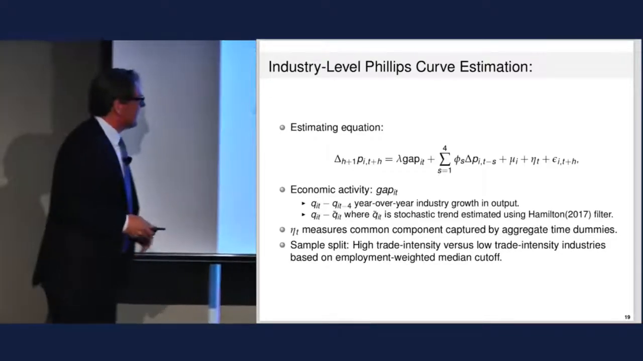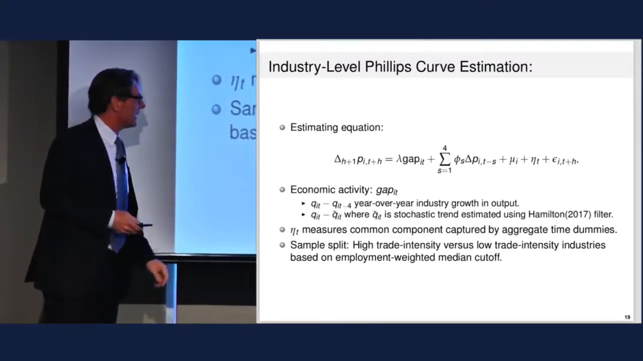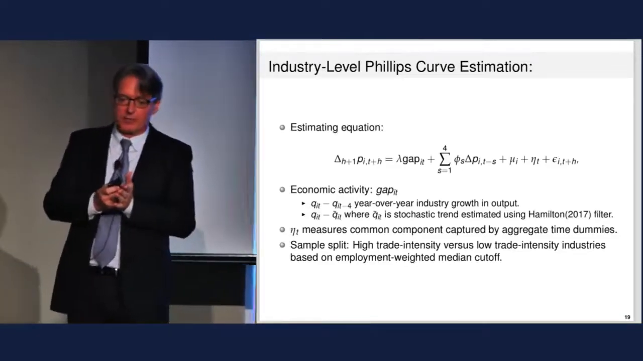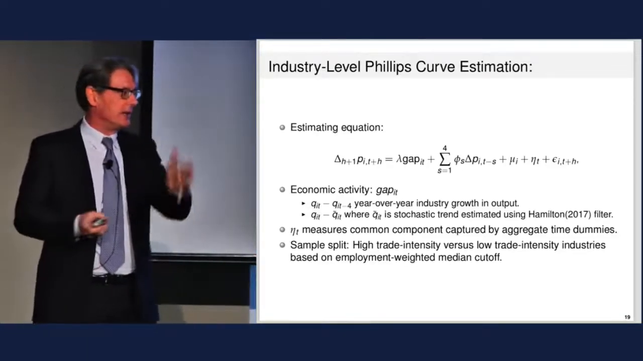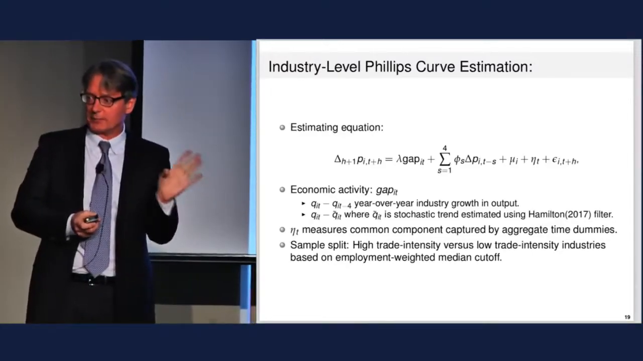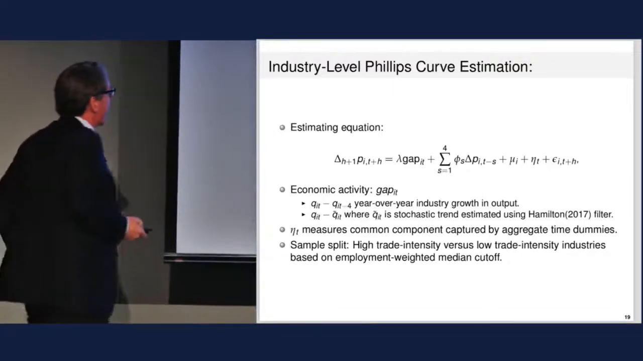Then we'll split the sample between high trade intensity and low trade intensity industries. All I'm going to do is take the sample and compute the employment-weighted median and just split right there. So half of the sample represents 50% of employment, and the other half the other 50% of employment.